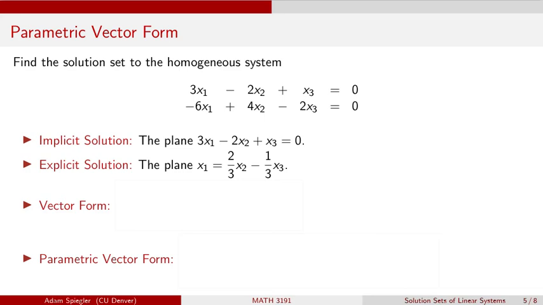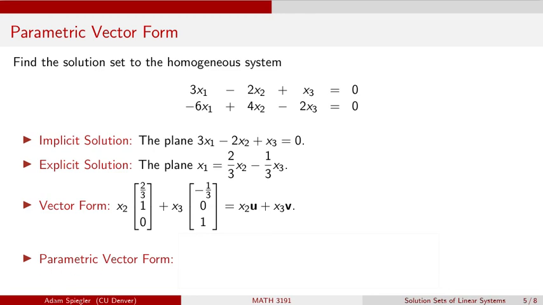On the previous slide, we expressed this same solution in vector form. What I mean by that is we wrote it as x2 times the vector u, which was (2/3, 1, 0), plus x3 times the vector v, which is (-1/3, 0, 1). So the vector form of this solution we could write as x2 times the vector u plus x3 times the vector v.